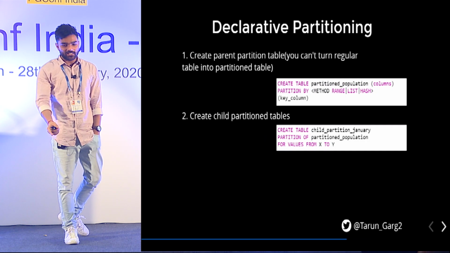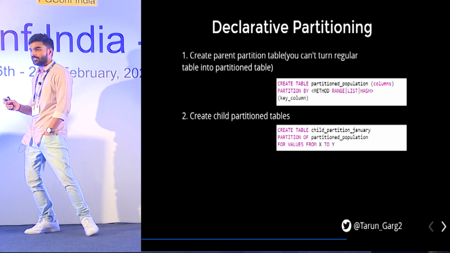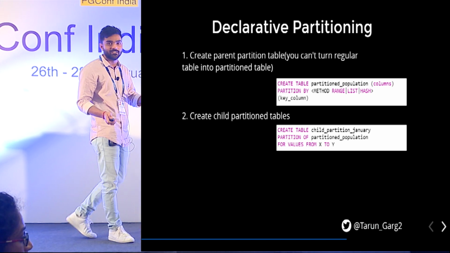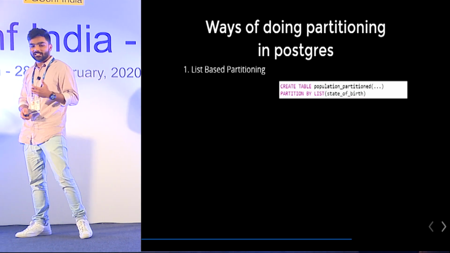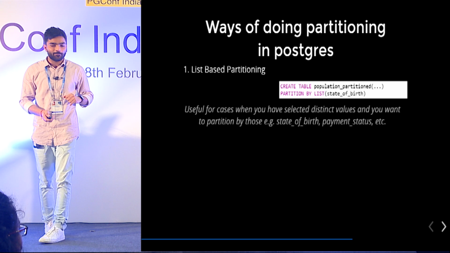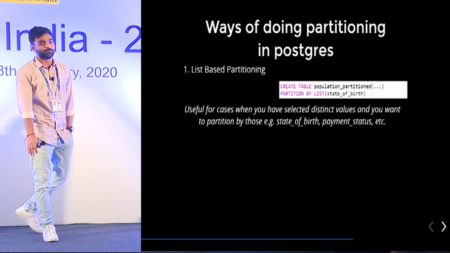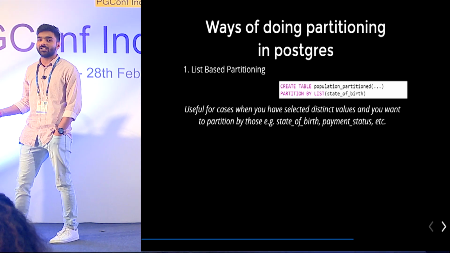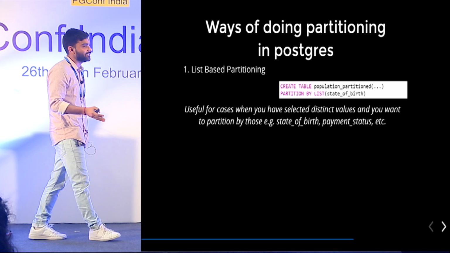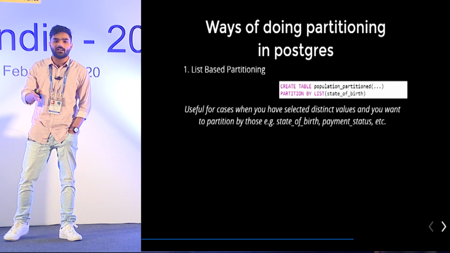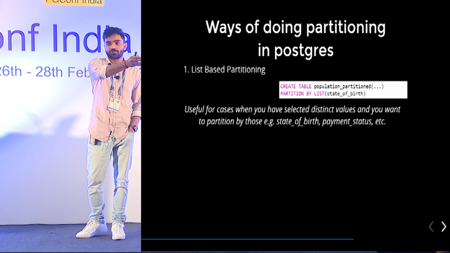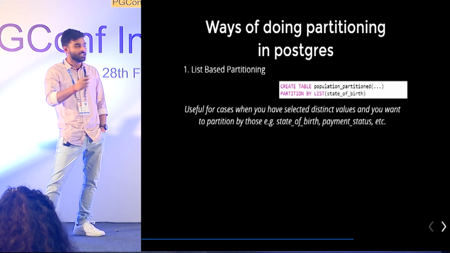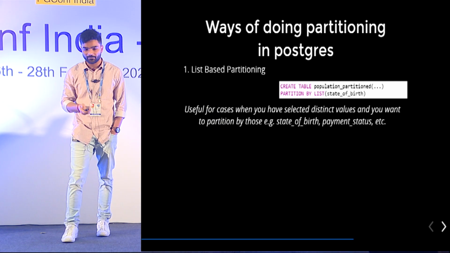So as you see in the first command, you see the partition by method, right? Postgres 10 or 11 provides different means to do partitioning. The first is list-based partitioning. List-based partitioning means you can partition on the value of a list. That list can be something like state of birth, it can be payment status. You can say, okay, I want to partition by payment status. My delivered orders go into one partition, my failed orders go to another partition, my rescheduled orders go to another partition. So this is the use case for list-based partitioning.